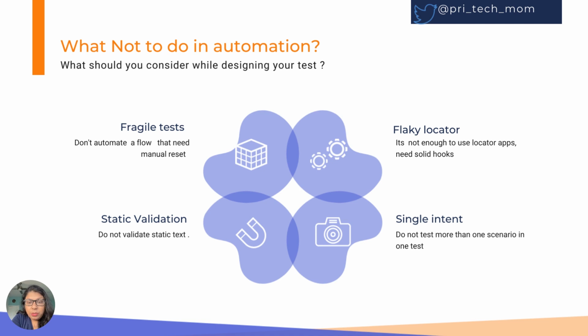Be it any layer of testing, be it unit, integration, API, or UI test, you have to make sure you have only one intent for one scenario. So for example, when we manually test a page, let's take the example of Amazon.com this time, right? What we do is we log in, we search for a product, we buy that product.